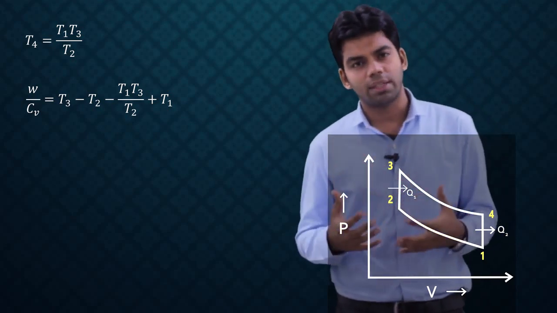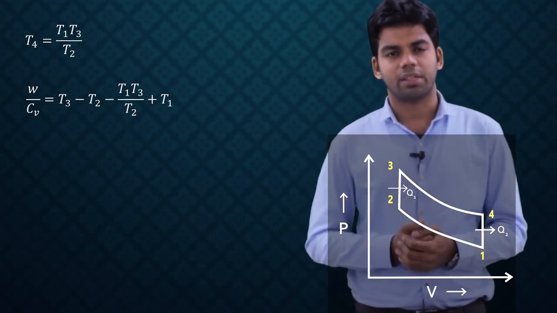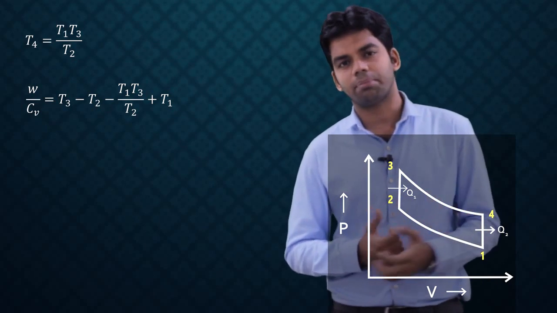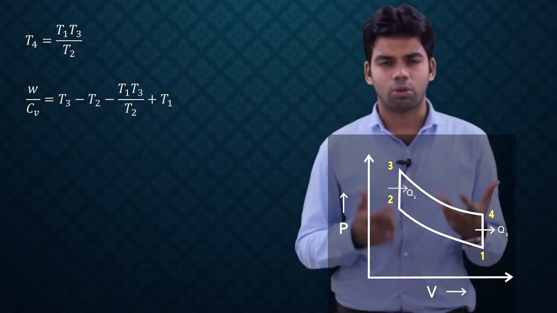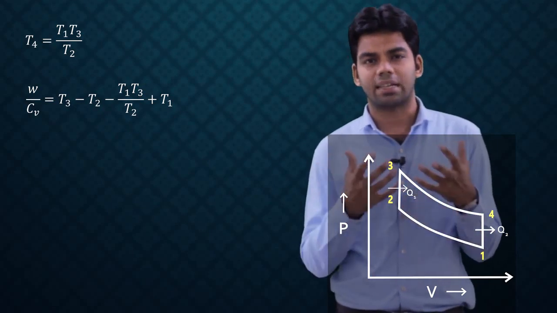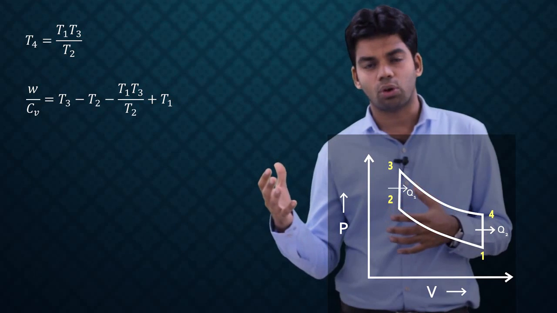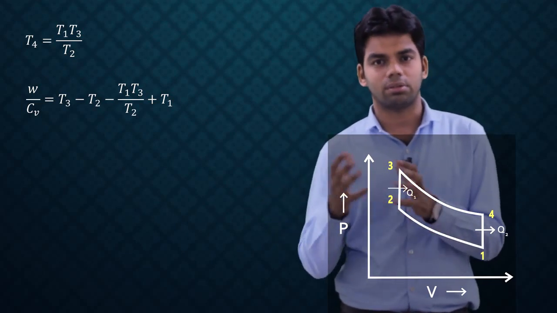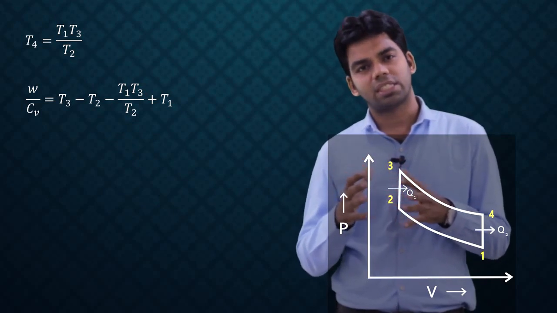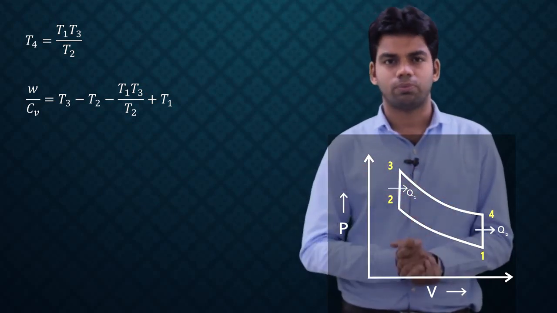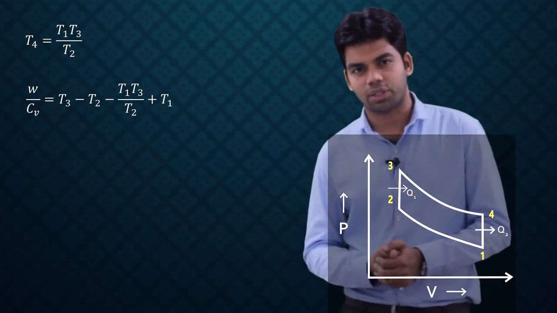The value of T1 is almost constant, which depends on the surrounding air, the suction temperature. The value of T3 is also almost constant, which depends on the metallurgical condition of the engine, because it cannot be increased beyond a certain limit, otherwise it will harm the engine. So the only parameter which can be changed is T2. What we can do is adjust this T2 so as to get the maximum efficiency.